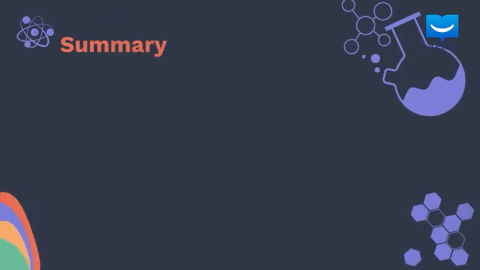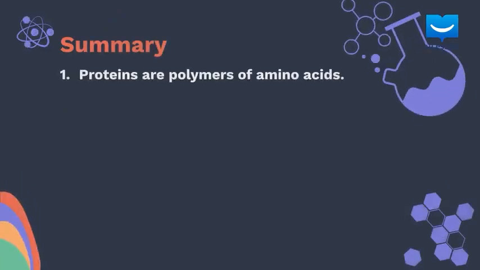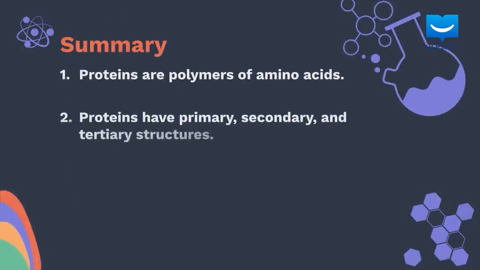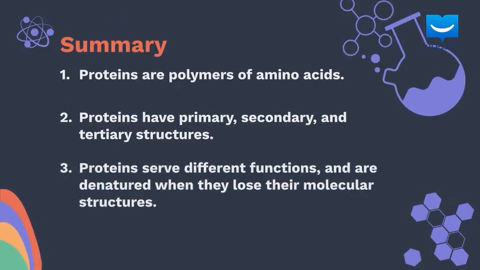We've learned so much about proteins. You now know that proteins are polymers of amino acids. They have primary, secondary, and tertiary structures. They serve different functions and are denatured when they lose their molecular structures.